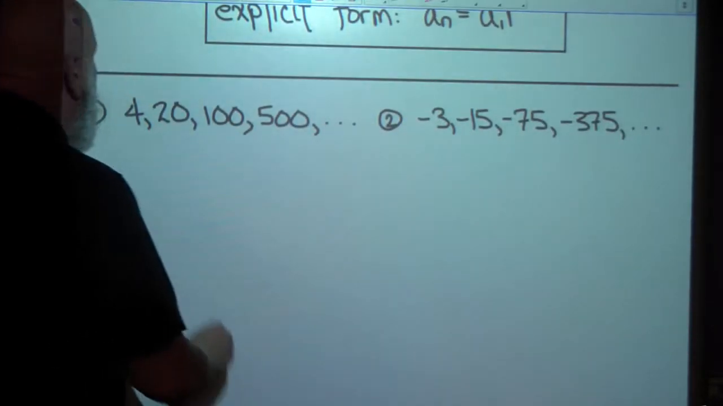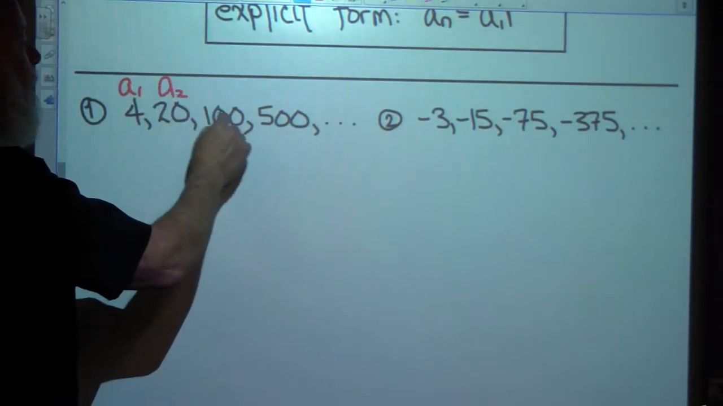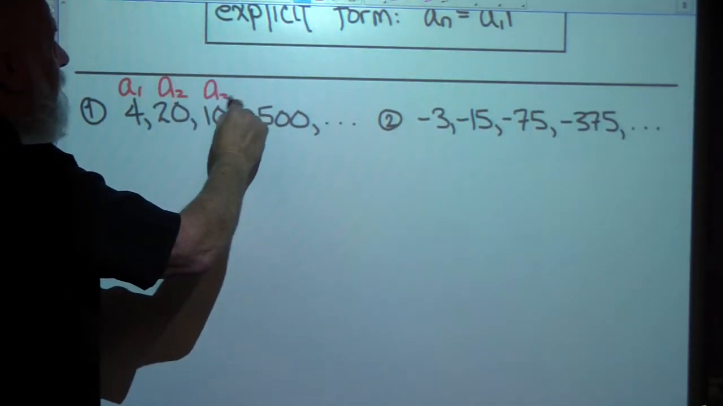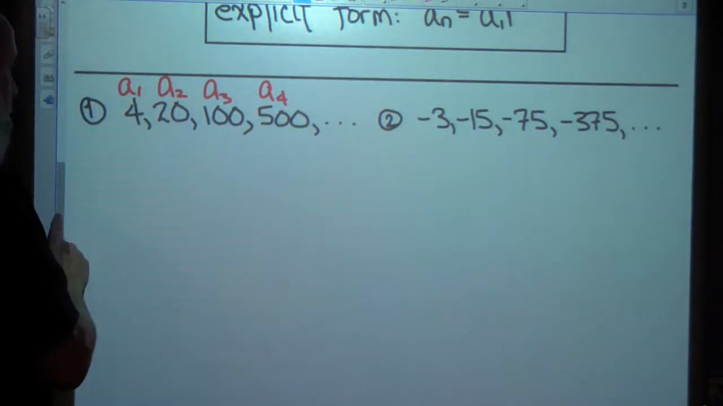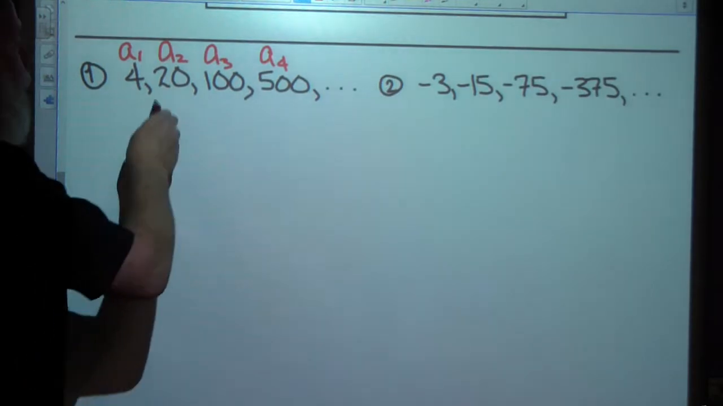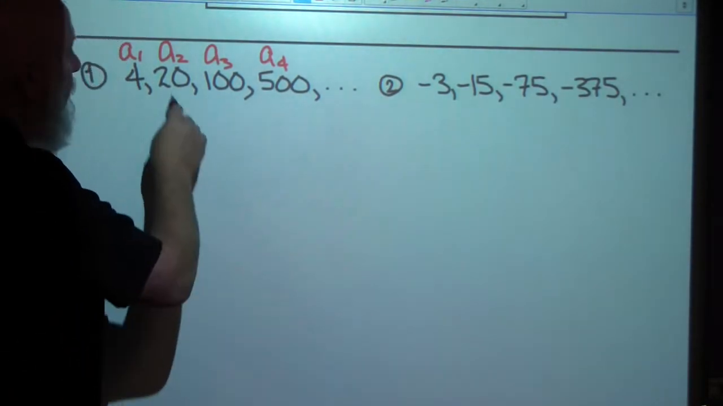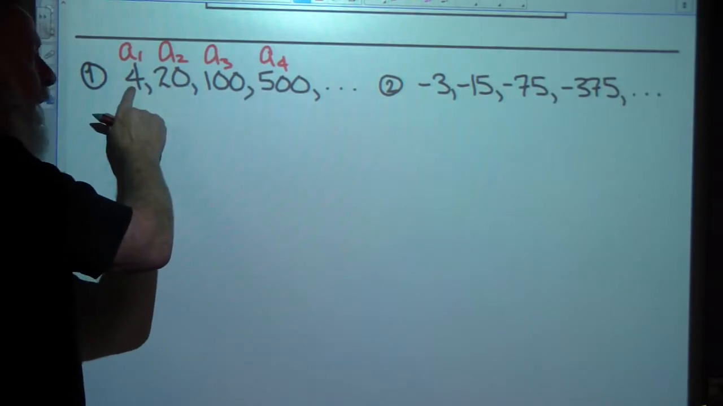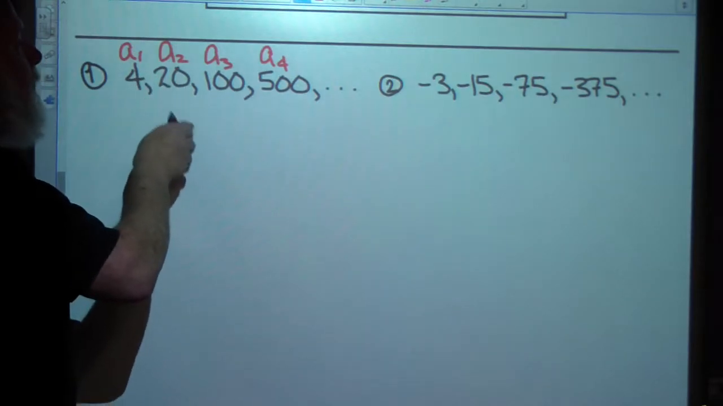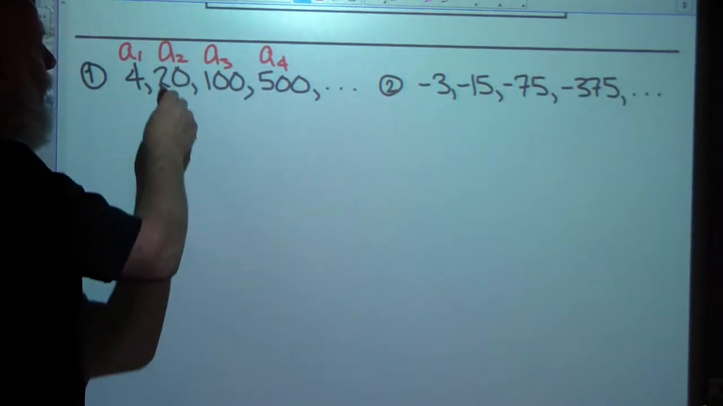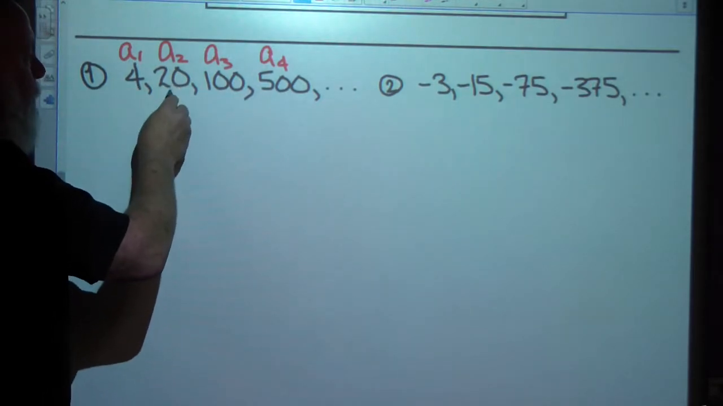I'm looking at this. I've got the first term, a sub 1, second term, third term, fourth term. And I want to first of all determine if this is geometric. Just like we did to check for arithmetic, you start with the second term and you divide it by the first. With arithmetic, we would subtract. We're looking for a common difference. Now we're looking for a common ratio. So what I'm going to do is take the second term and divide it by the first term.